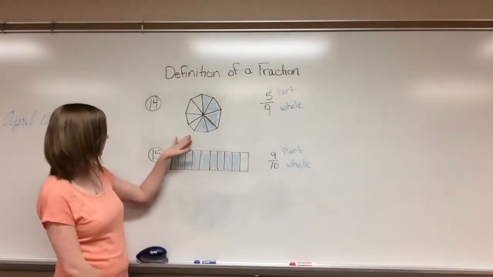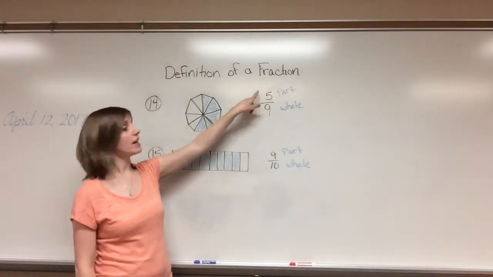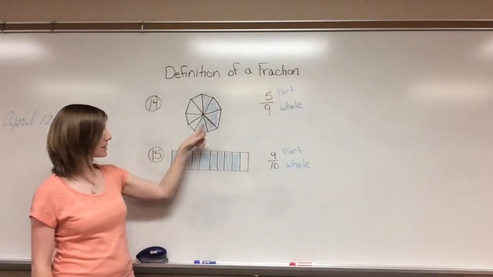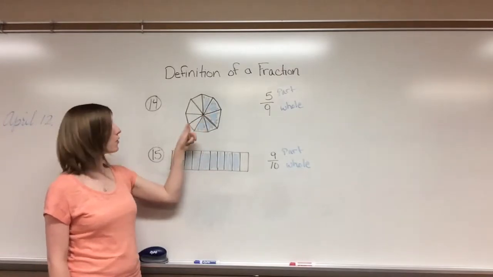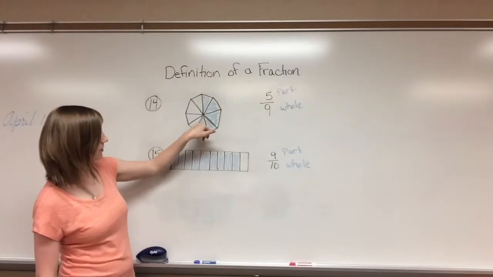Problem number 14, our whole amount was 9, our part was 5. That means 5 of my pieces needed to be shaded, 4 should remain unshaded. So my picture, I've done 5, 4 unshaded.